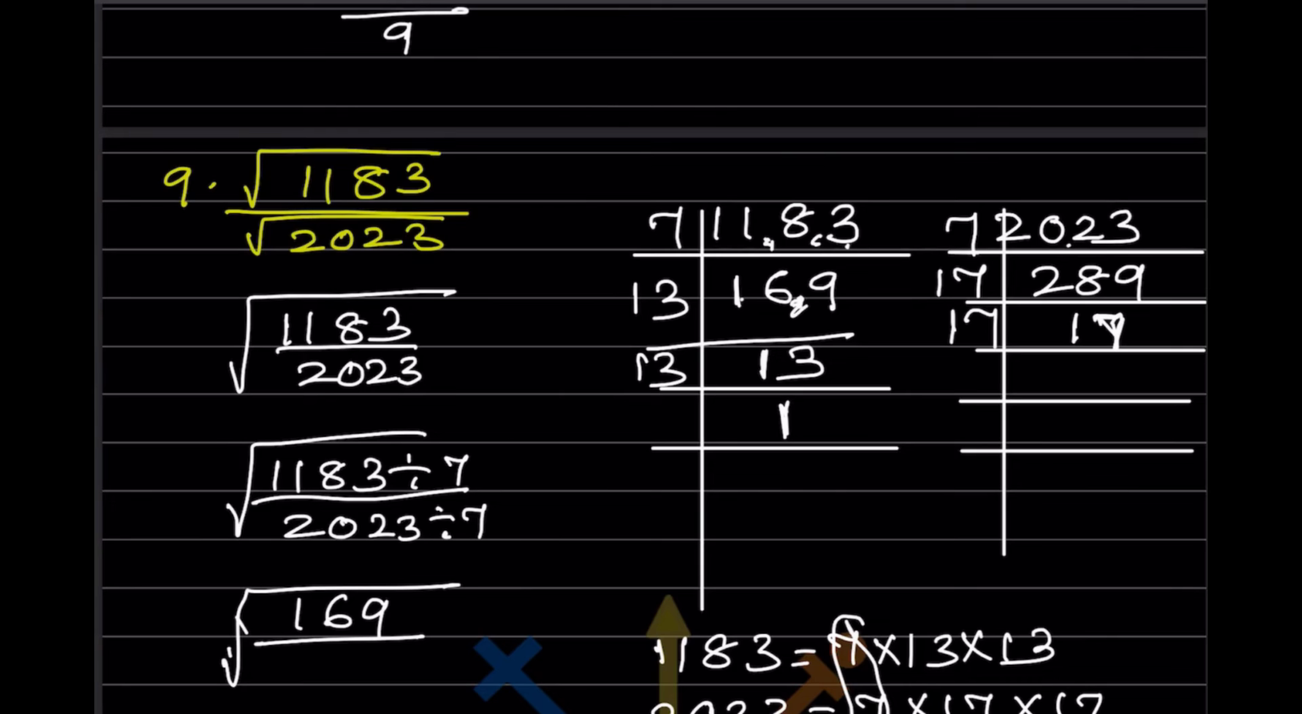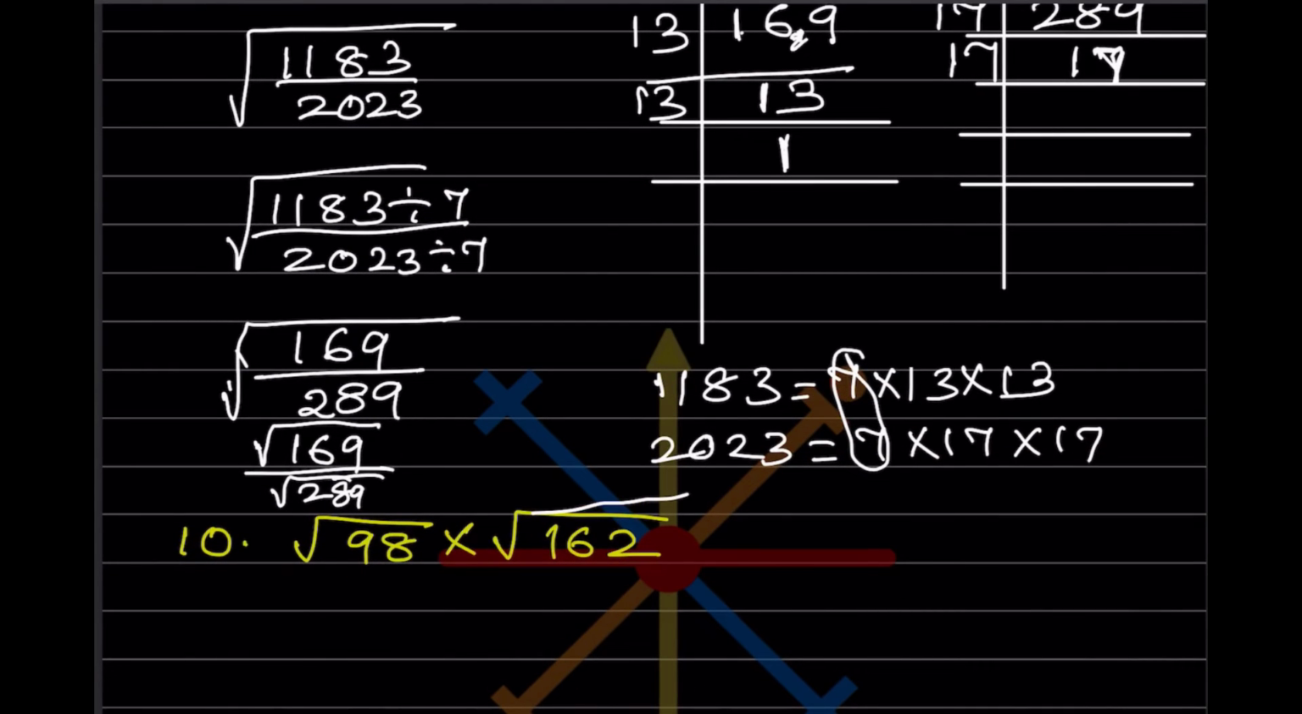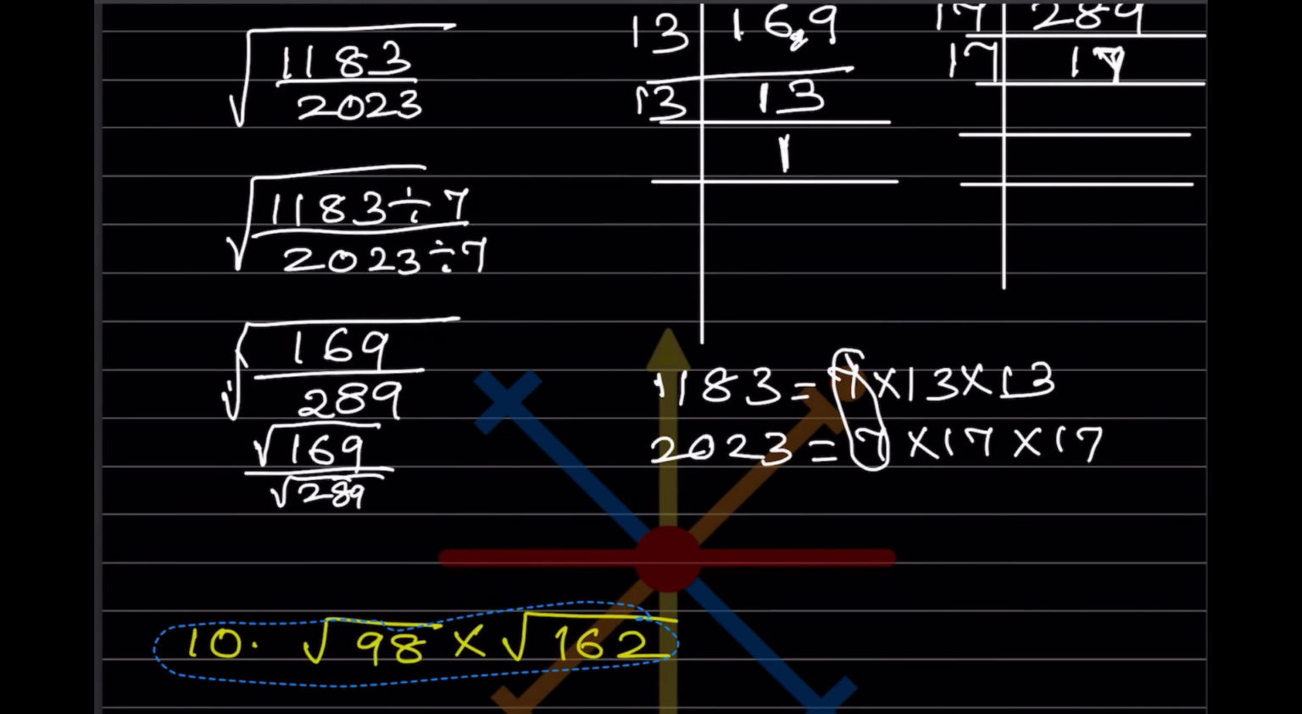And here, when we did 7 into this 17, that was 289. So we can write it directly 289, or you can divide and see later. So we can write 169 divided by root of 289, written directly: root of 169 is 13 and root of 289 is 17. So the answer is 13 by 17.